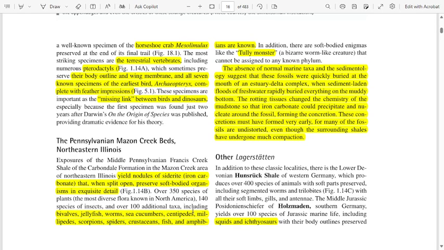In addition, there are soft-bodied enigmas like the Tully monster, a bizarre worm-like creature that cannot be assigned to any known phylum. The absence of normal marine taxa and the sedimentology suggest that these fossils were quickly buried at the mouth of an estuary delta, when sediment-laden floods of fresh water rapidly buried everything on the muddy bottom. The rotting tissues changed the chemistry of the mudstone so that iron carbonate could precipitate and nucleate around the fossil, forming the concretion. These concretions must have formed very early, for many of the fossils are undistorted, even though the surrounding shales have undergone much compaction.